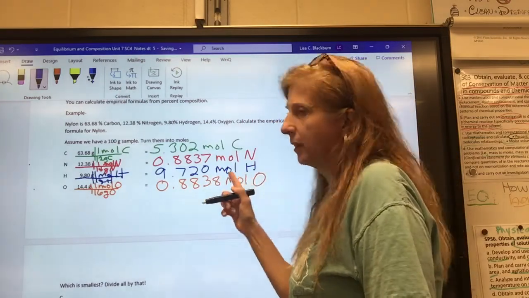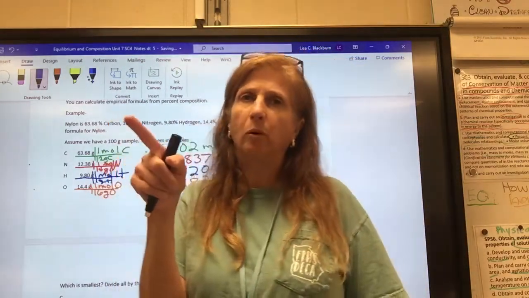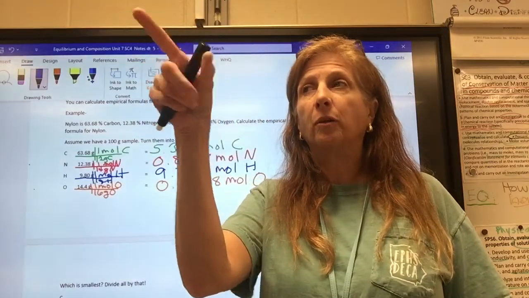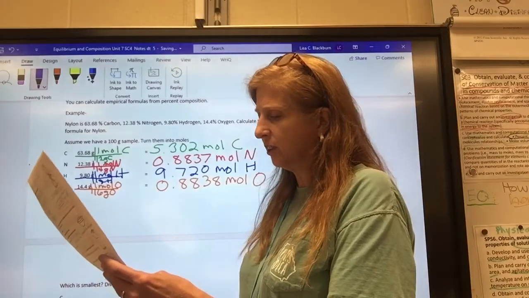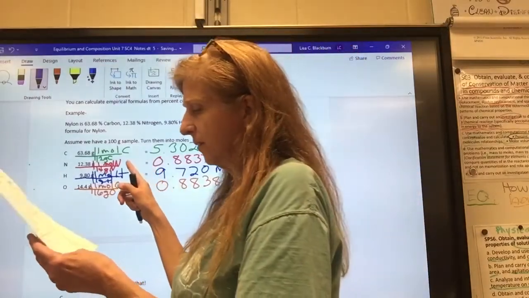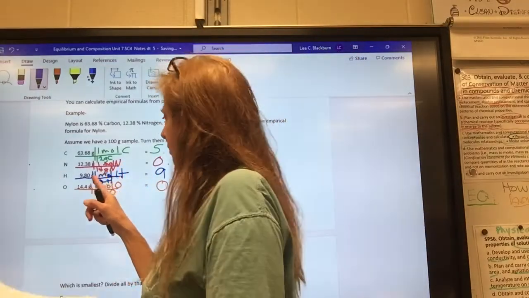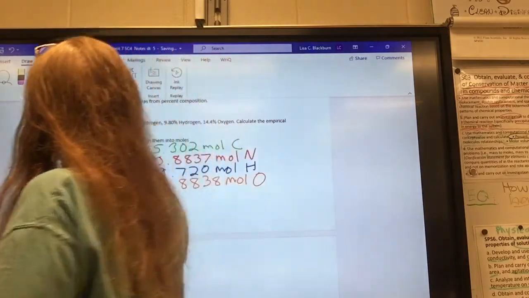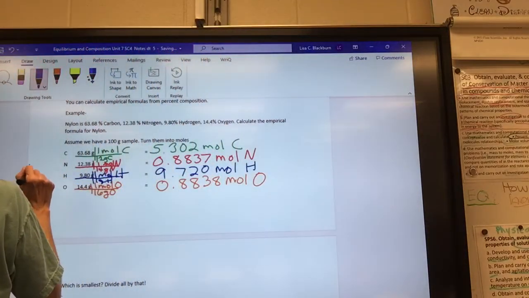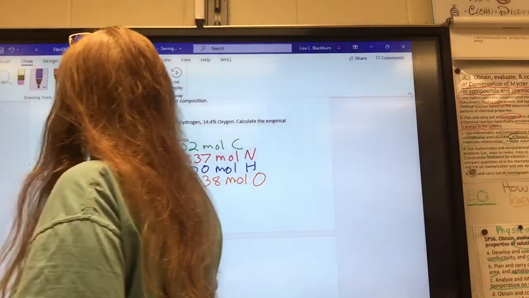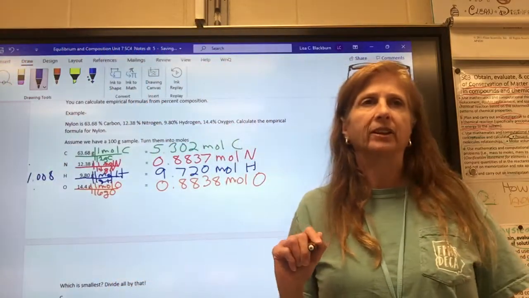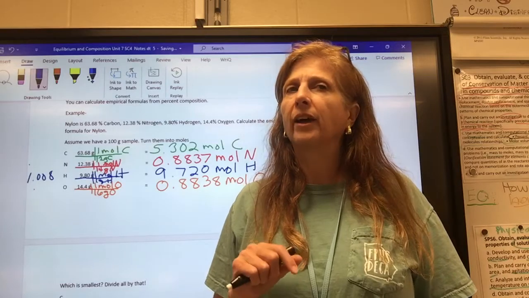Either way, that's a good point. You're going to need to not round as much on the periodic table. You need to use more of the decimals. What I used was 12, 14. For hydrogen, I used 1.008 for its mass. And for oxygen, I used 16.00.